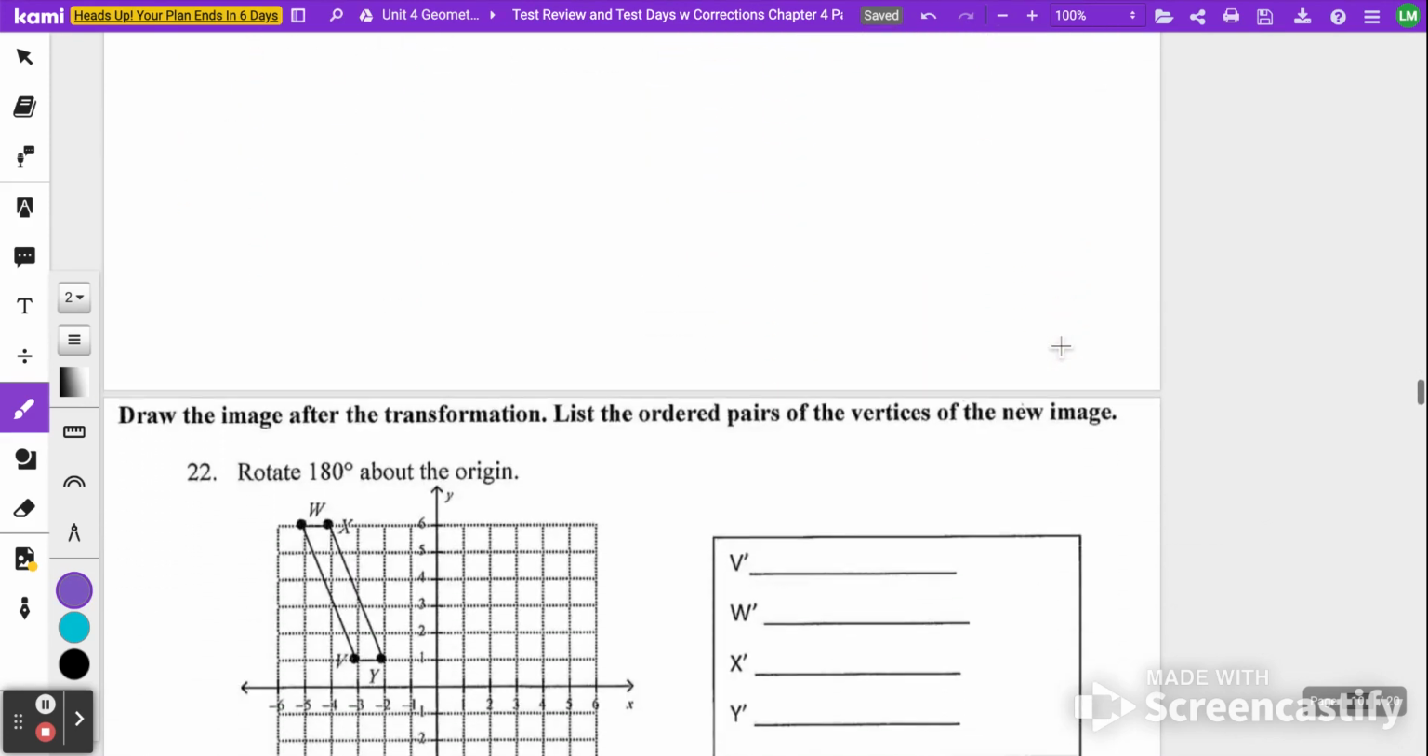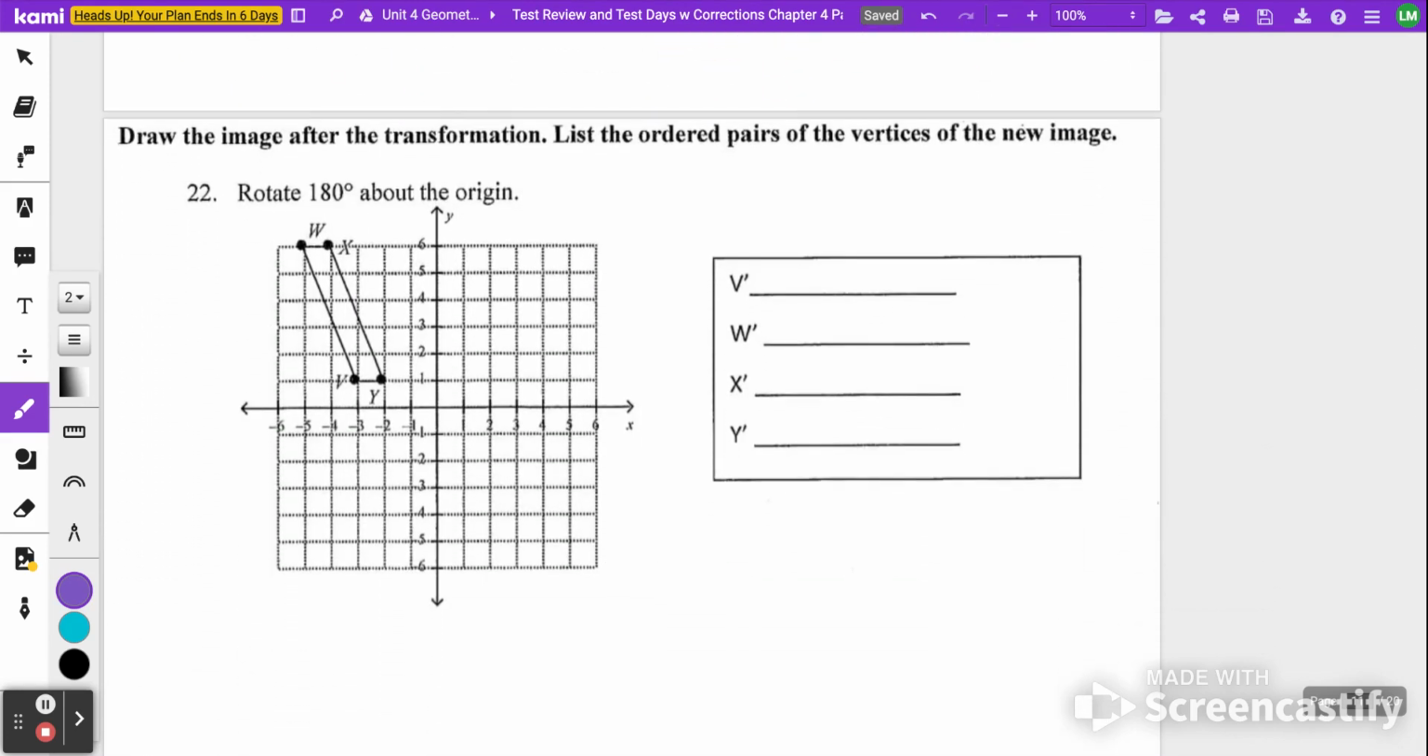Okay. Last little bit, draw the image after the transformation, list the ordered pairs of the vertices in the new image. Remember, if we are trying to do 180 degrees about the origin, all we're doing is we are flipping around and creating a 180 degree angle. So here would be Y prime. Y prime is now going to be at 2, -1. Notice that the previous point Y was at -2, +1. So all you're going to do is take your previous points and just make them their opposites.